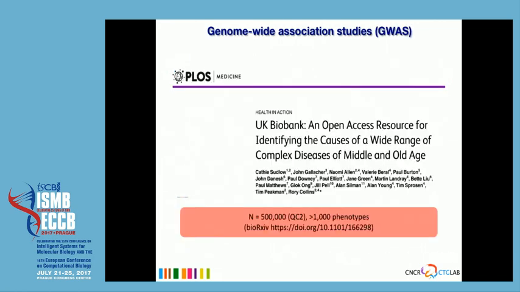Luckily, the UK Biobank was just released this month, and the QC2 database contains 500,000 individuals for more than 1,000 phenotypes. So the UK Biobank has the potential to identify novel risk loci for lots of human complex traits, and we are expecting more and more GWAS to be published in the coming few months.